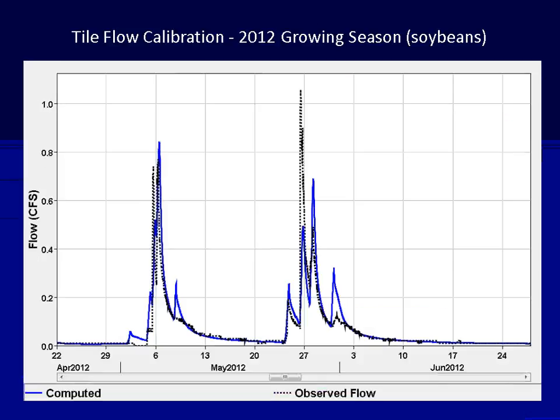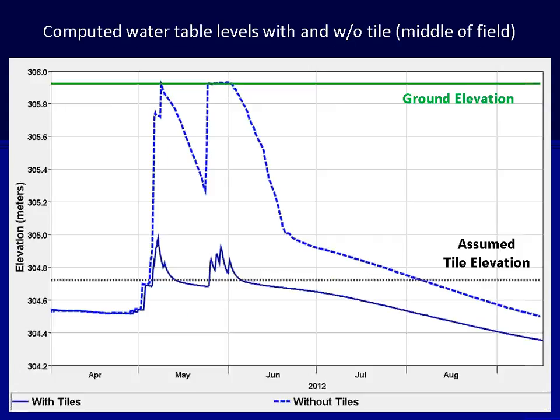When we looked at the SLAM calibration, arguably that looks pretty darn good. Looking at the black dash is the measured data for this period in 2012. Blue is the computed. He's certainly gotten the shape. We've only sort of missed the peak here. But otherwise, the model seems to be doing a pretty darn good job of modeling tile flow.